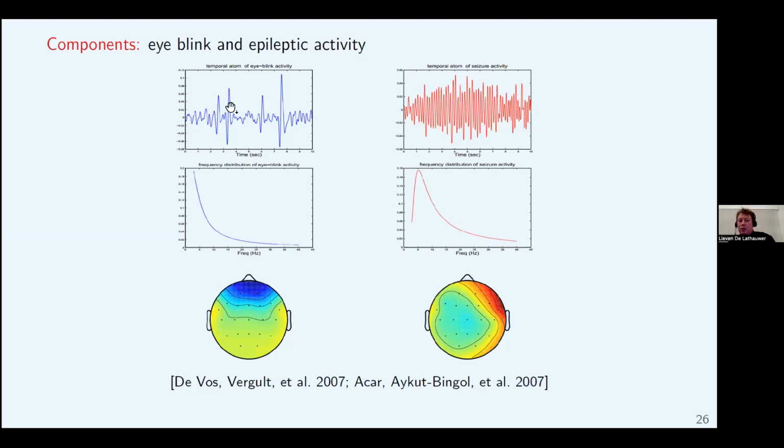The first one shows eye blinks, and the second one shows the nearly periodical behavior of an epileptic seizure. And you get these things out for free thanks to the uniqueness of the CPD, without assuming orthogonality, etc., which is not there. So this is an application.